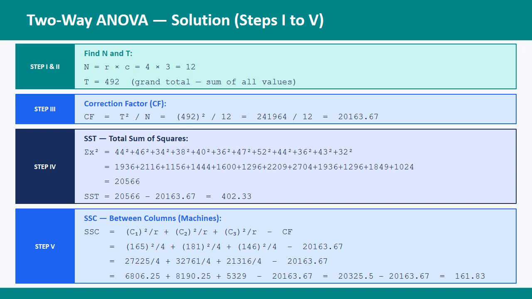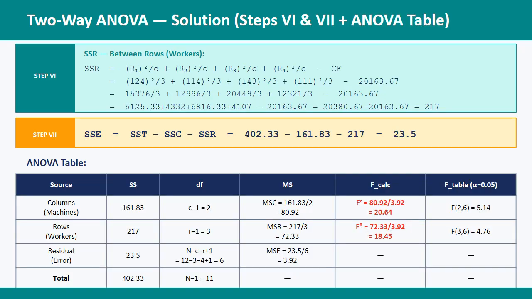Then step 4 is finding the total sum of squares. The total sum of squares is summing up the squares of all the values, and then subtracting the correction factor. So it is going to be 20566 minus 20163.67, which is 402.33. Then step 5 is finding the sum of squares between columns. Here columns represent the machines. SSC is going to be the sum of squares between the columns minus the correction factor. So the value of SSC is going to be 161.93.